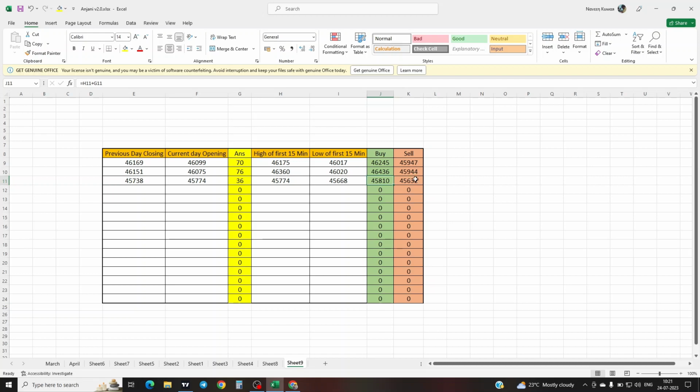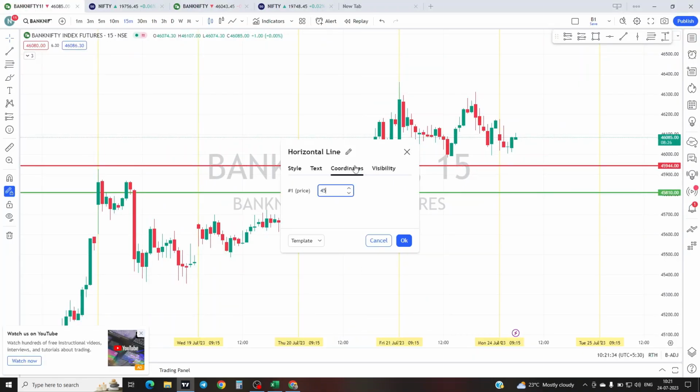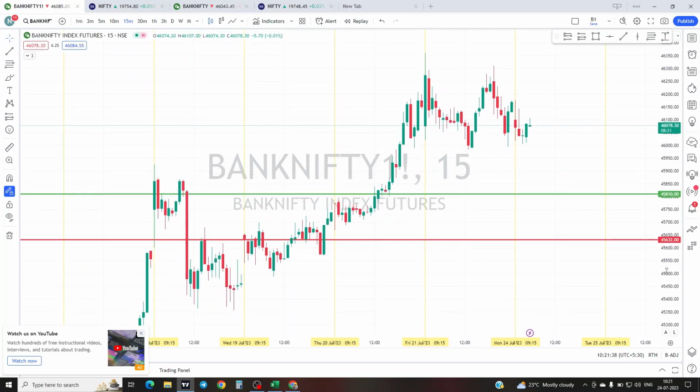And what is the cell level? 45632. See guys, once we got a breakout and there was a closing above the green line, make sure you take trades only after the candle closes above the levels, that is above green level or closes below red level.